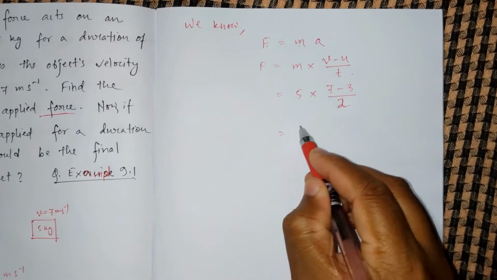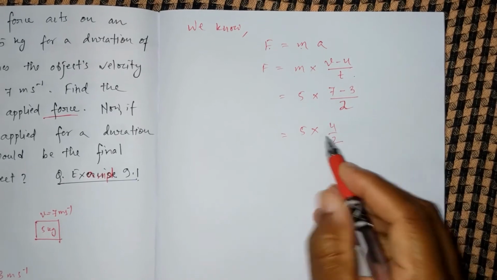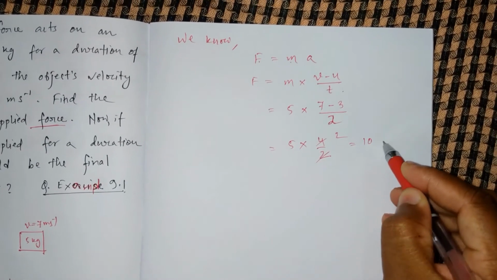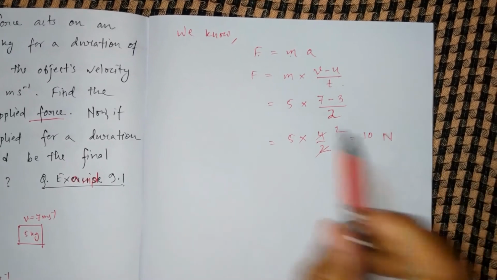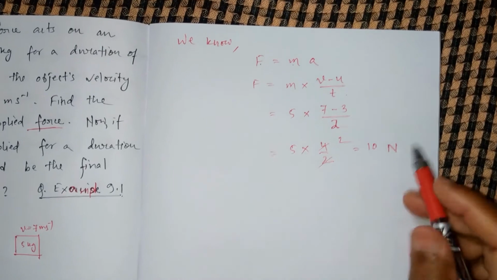So from here we can see this is 7 minus 3 is 4 by 2. Okay, so if we cut it, then it will be 2, so 10. What will be the unit? It will be Newton, okay, because the unit of force is Newton. So this is the solution of our first part, okay.